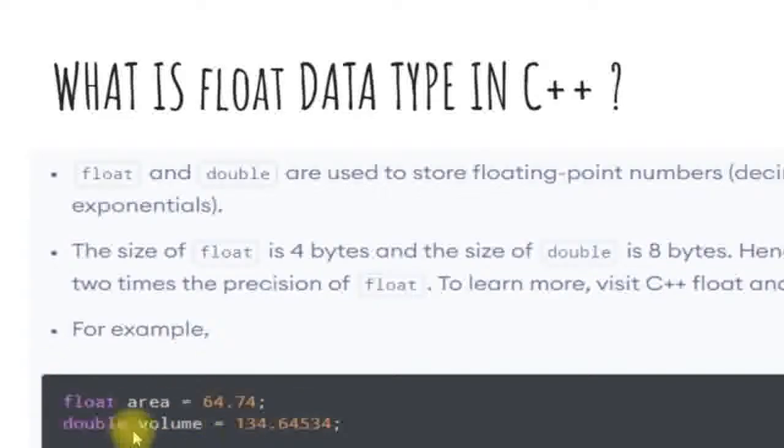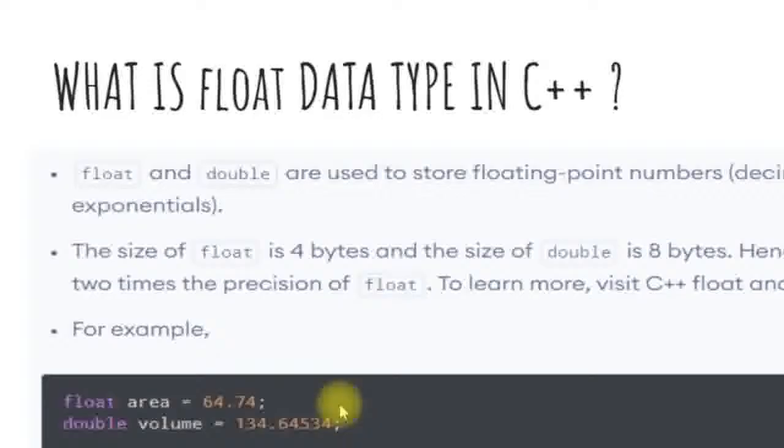Moving on to the next line, we are declaring a variable called volume, and this time we are using a double data type. So double volume is equal to 134.64. As you can see, and as we discussed in point number 2, the precision for the double data type is very high compared to what you get in the float data type.